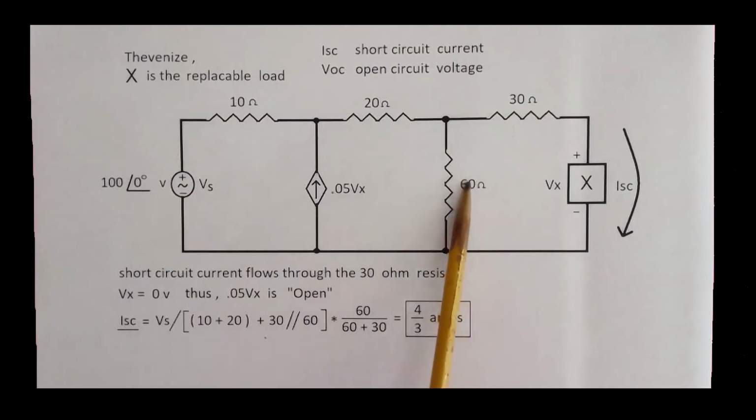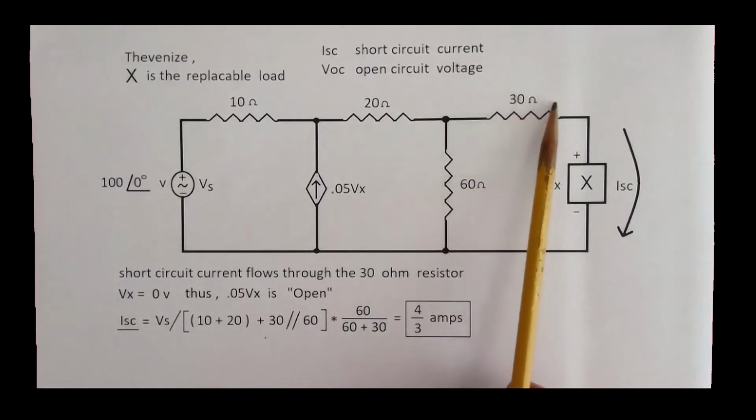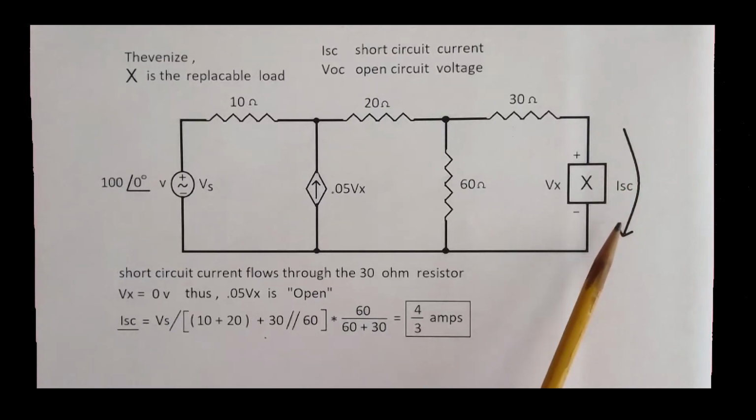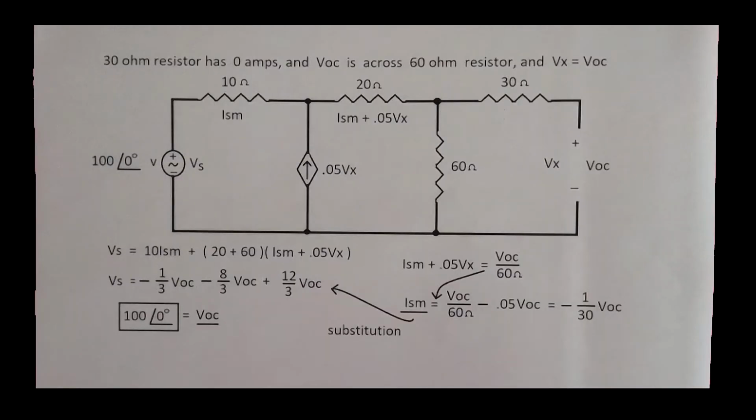and then we have 30 and 60 in parallel, and then we have a current divider times 60 over 60 plus 30, so we can find the current in this branch, which is the short circuit current, equals 1.333 amps, 4 over 3 amps. Now we're going to find the open circuit voltage.